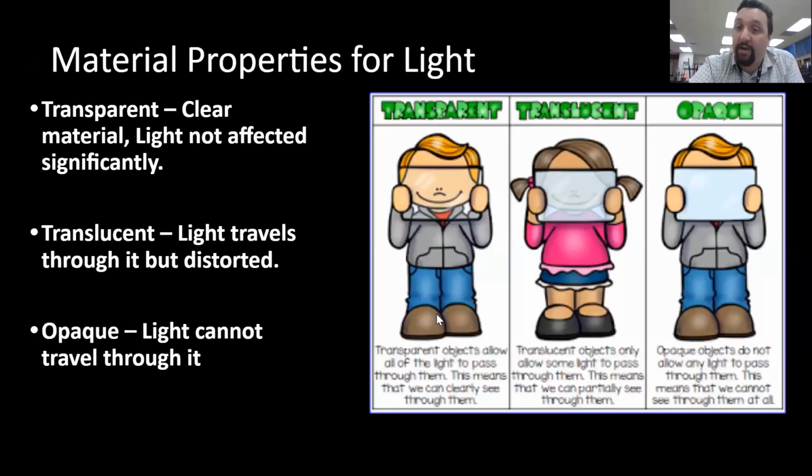Lastly, I want to talk about transparent, translucent versus opaque. When light is traveling through something, it can be affected in different ways. If all of the light is absorbed and we can't see through the other side, we call that opaque. Light can't travel through it. It is absorbed. If some of the light is absorbed or bent and we see something on the other side but it's distorted, we call that translucent. Whereas if we can see something clearly on the other side, that is transparent. Light is not significantly affected.